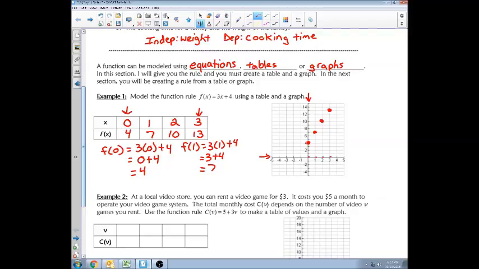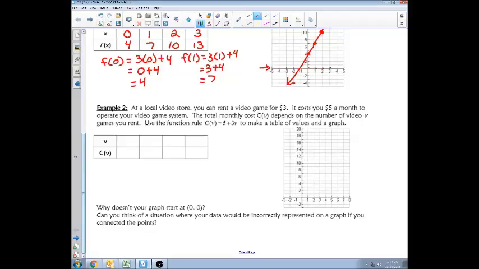From here, what I need to do is just go ahead and connect all of the points. If you have a straight edge, like a book or folder, you can make your line a little straighter than I did. All right? On to the next one.